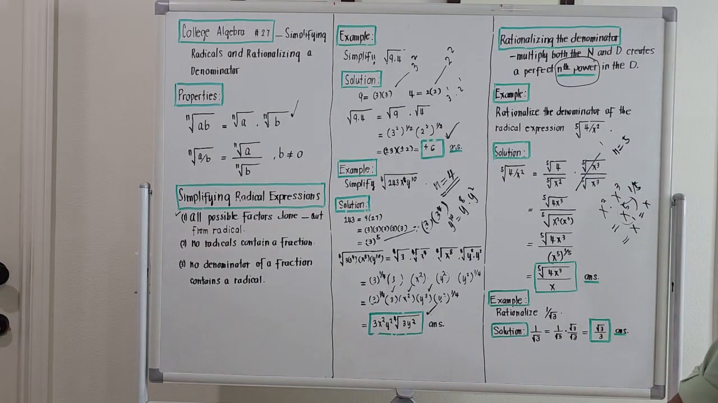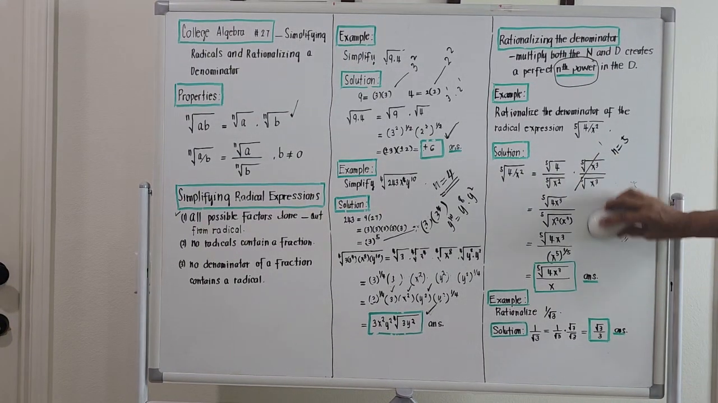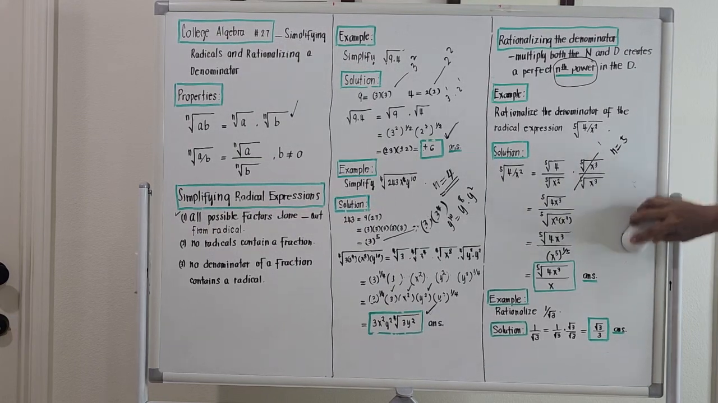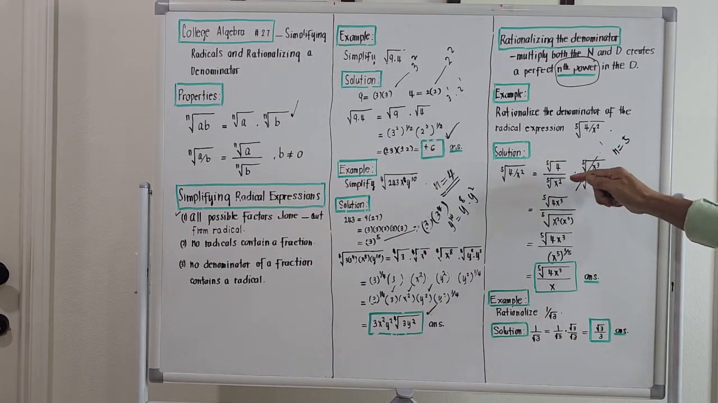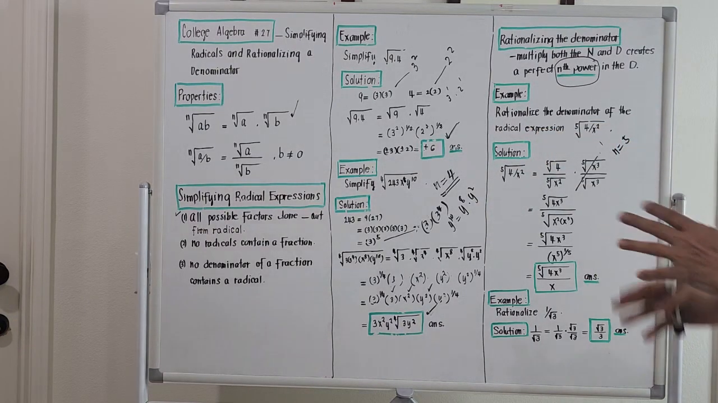But we could do it. We could insert it, right? We multiply the numerator and denominator by the same quantity, it will not change the value of the algebraic expression. But we could do it because we are rationalizing.